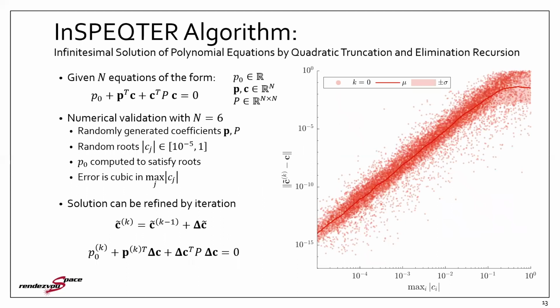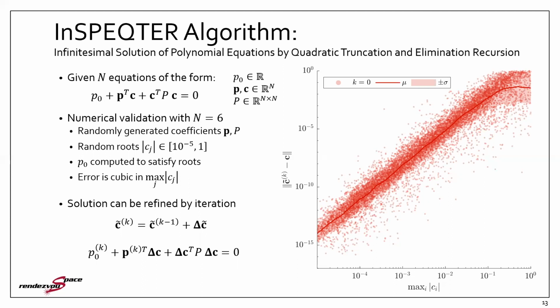Altogether, this gives us an efficient algorithm for finding infinitesimal solutions to polynomial equations by quadratic truncation and elimination recursion, which I'll call the InSPEQTER algorithm. To demonstrate its effectiveness, I've shown estimation errors for a large set of randomly generated sample systems with roots ranging over several orders of magnitude. So the error in the estimated constant vector is approximately cubic in the magnitude of the largest solution element, scaling with the lowest order of the truncated terms in the InSPEQTER algorithm's approximations.